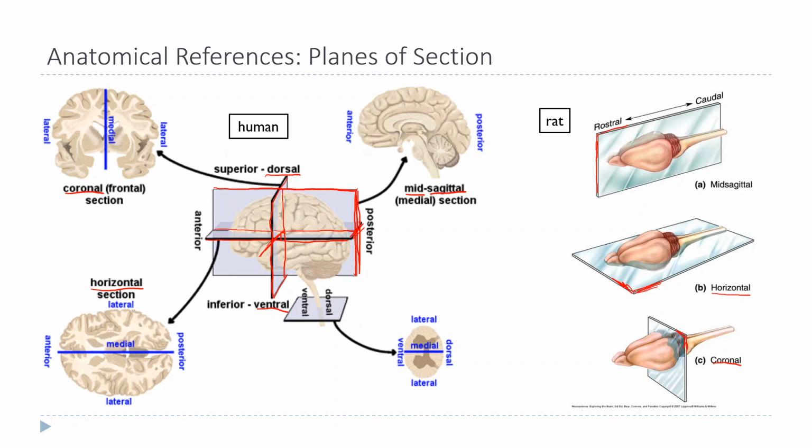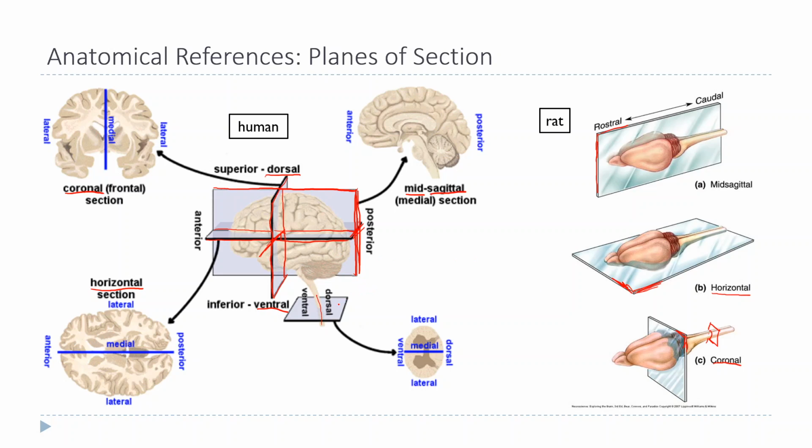Now, the only thing that really differs between the human versus the rat brain, or the human brain versus other quadruped brains, is when you get out of the brain and into, say, the spinal cord. So down here is the spinal cord, and you can see in a rat, the planes of section for the spinal cord are exactly the same as they are in the brain. So a coronal section in the brain would be the exact same thing as a coronal section through the spinal cord. If we were to try to draw that, it would be something like this. That would be a coronal section through the spinal cord, and it would cut it into front and back parts.